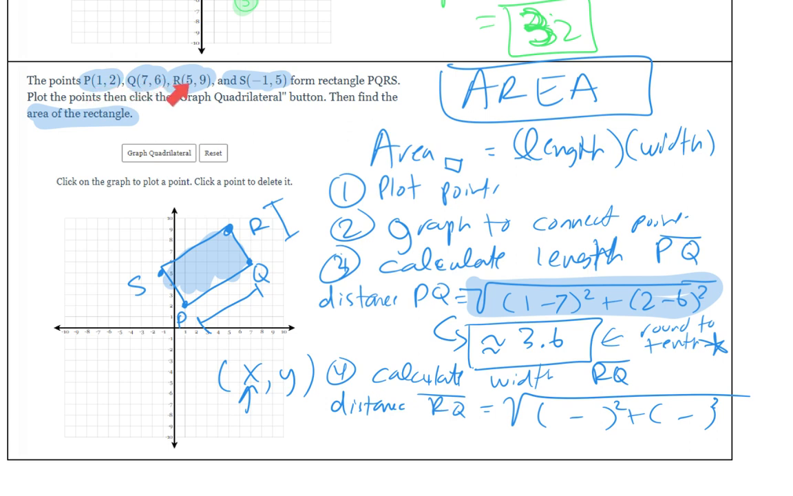RQ, so 4 and 5 and 7, right? 5 and 7. Then the y values of R and Q. Since we started with the 5, we need to start with a 9. So 9 and 6. Then if we just put those into our calculator, just like we talked about, we're going to put that into our calculator just like that. That's going to give us approximately 7.2. Now that we have the length and we have the width, now let's calculate.